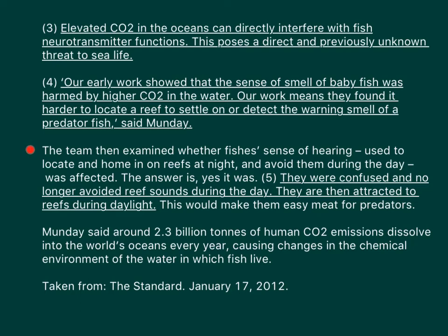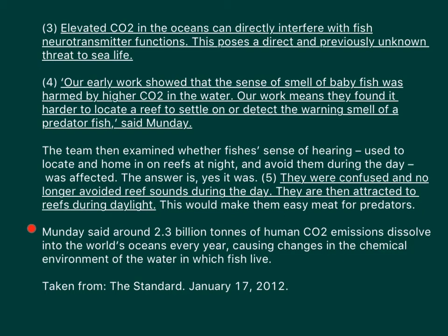The team then examined whether fish's sense of hearing, used to locate and home in on reefs at night and avoid them during the day, was affected. The answer is yes, it was. Number 5. They were confused and no longer avoided reef sounds during the day. They are then attracted to reefs during daylight. This would make them easy meat for predators.